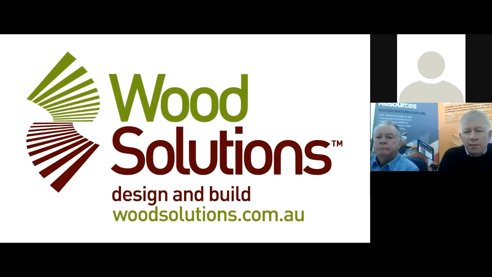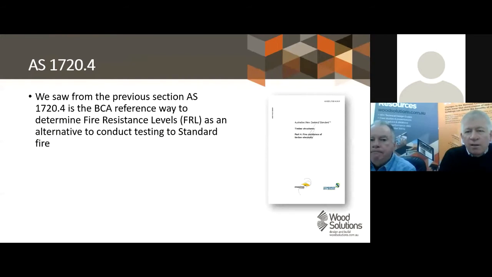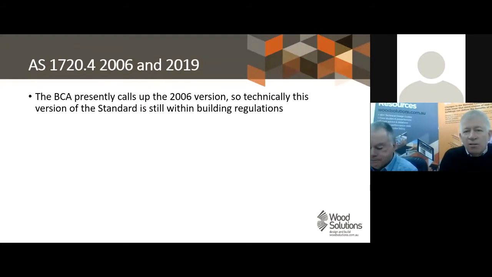Changing direction slightly. What I'm going to do now is talk about AS 1720 Part 4, Fire Resistance of Timber Elements. So this is our reference standard, an Australian standard within the BCA as an alternative method to determine fire resistance level. So we saw how it is caught up in regulations. And we have two versions out there at the moment, the 2006 and the 2019 version.